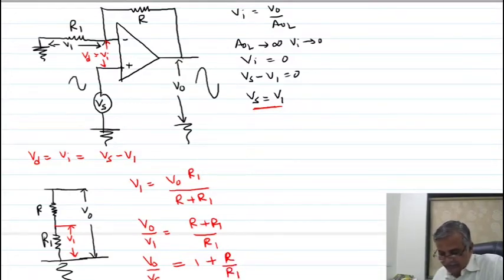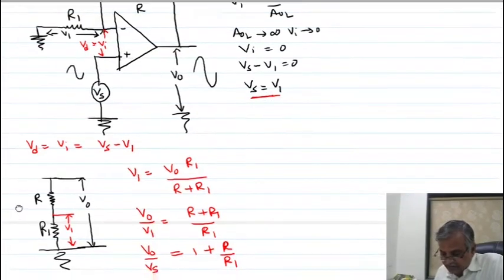Look again. The output section I am showing you this way. You know the voltage across R1 you have written V1. So I can write V1 is equal to VO into R1 upon R plus R1. So VO upon V1 is R plus R1 upon R1. So I can write 1 plus R by R1. What is V1? V1 is nothing but Vs, nearly Vs.